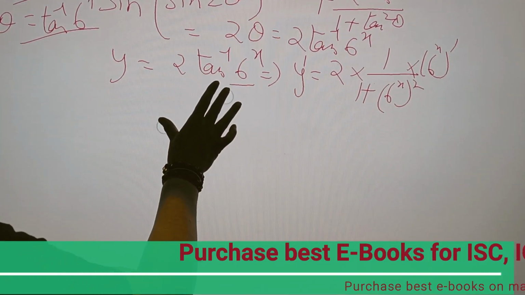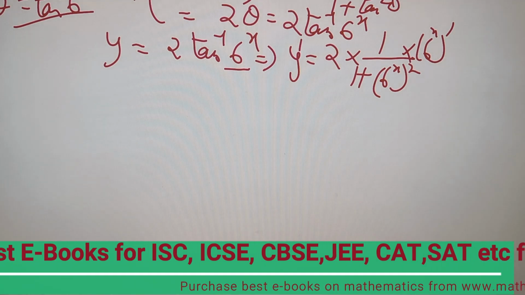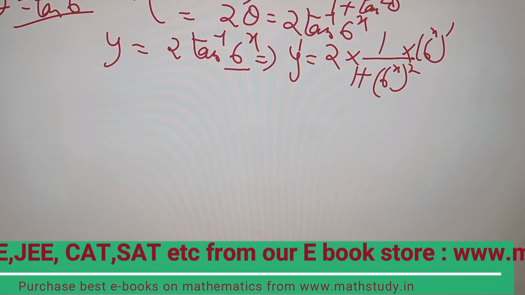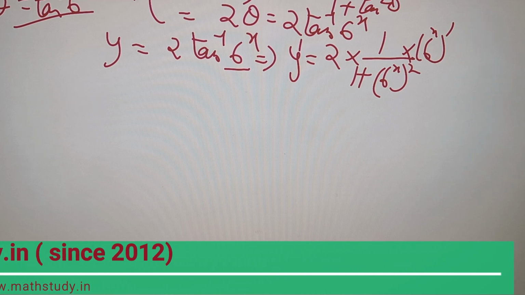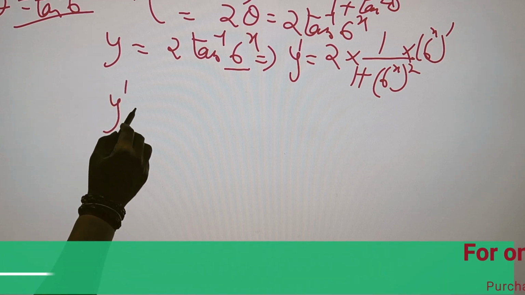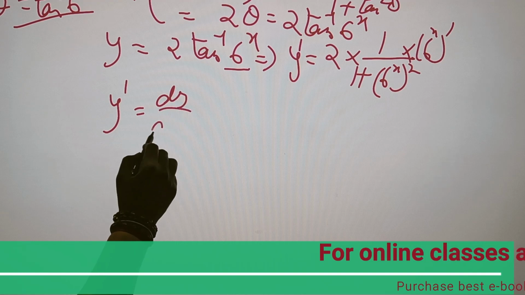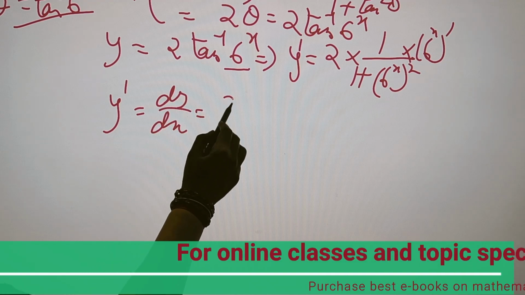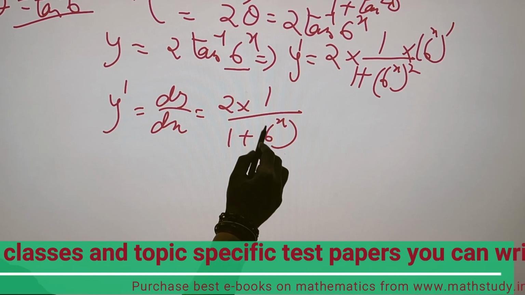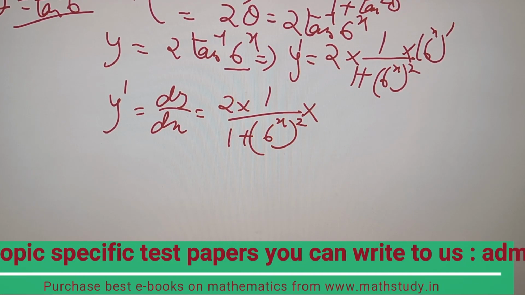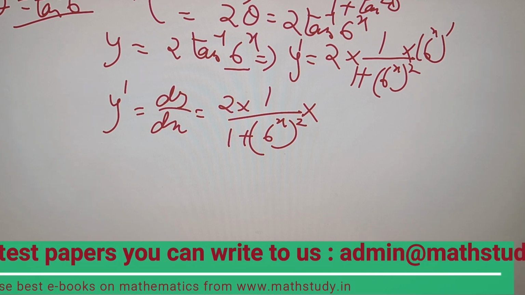Very simple. Now let's make some space so that we can further simplify it and find the value of y dash. We can write it this way: y dash or dy by dx equals 2 into 1 upon (1 plus 6 raised to the power x) whole square into the derivative of 6 raised to the power x.